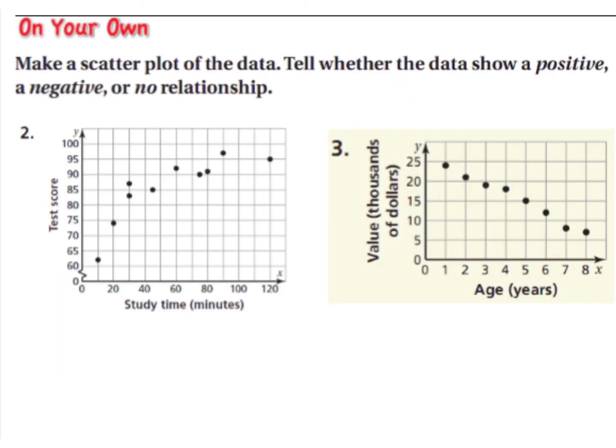Take a moment, figure out what kind of relationship it has, positive or negative or none. Come back and see how you did. So for number 2, I would say it has a positive relationship. It's going up, generally speaking. And number 3 has a negative relationship.